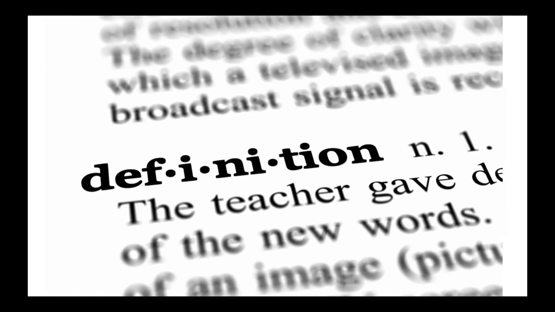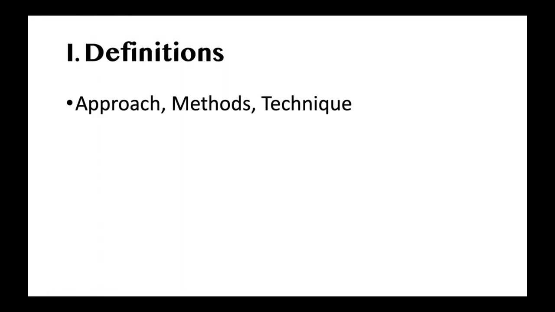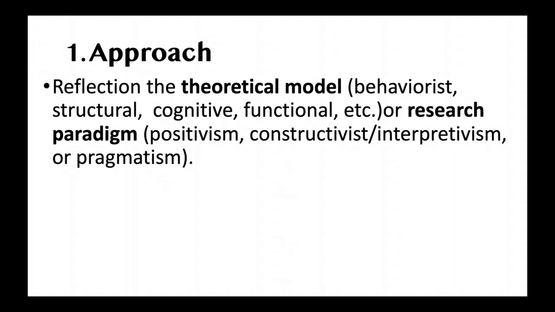Definitions that we are going to look at are approaches, methods, and technique. So those are the first terms that we're going to look at, and we are going to look at them from the point of view of Anthony, who wrote these definitions in 1963. But mind you, these definitions or these terms are still used today. All right, let's start with approach. What is approach? According to Anthony, approach is what gives us the theoretical model. All right, and then examples of theoretical models are behaviorist, structural, cognitive, functional, etc.